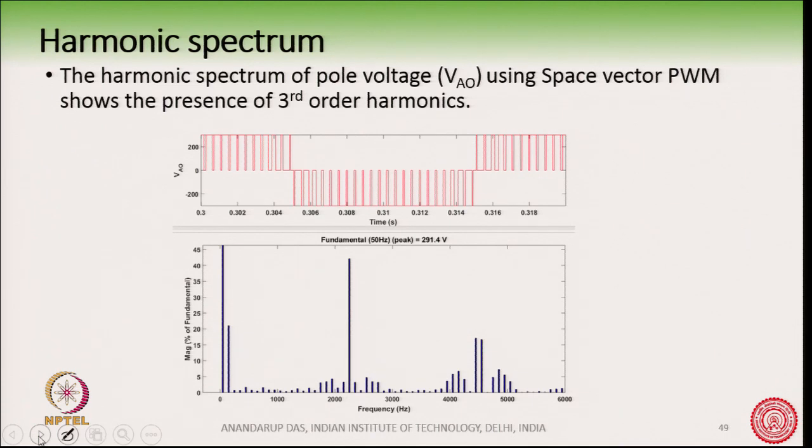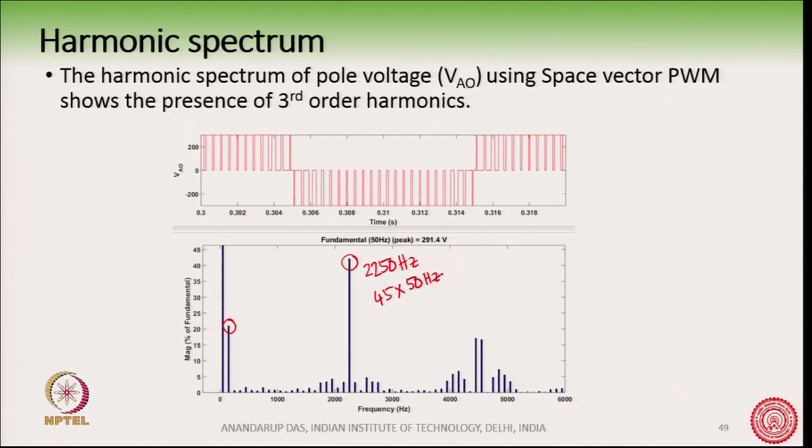Now we can see the harmonic spectrum of the pole voltage. When we use space vector PWM, you can readily see that there is a third order harmonic. This is where you have the triplen harmonics coming in, 3, 9 and others, and there is a peaky component at about 2250 hertz. This is what we have chosen, which is 45 times the fundamental.